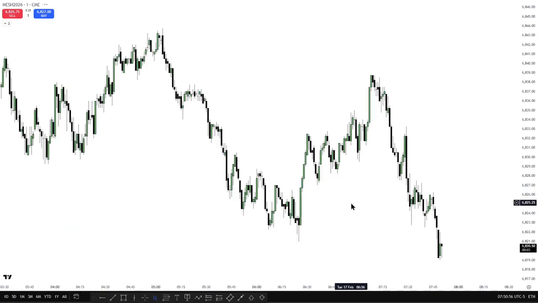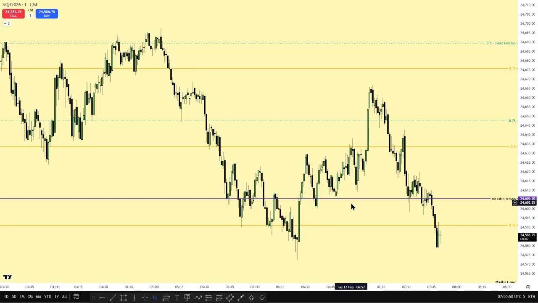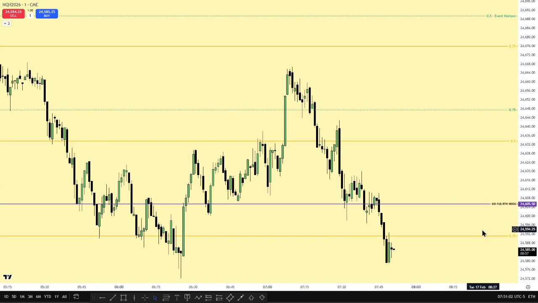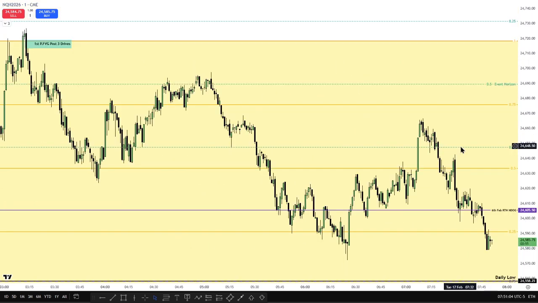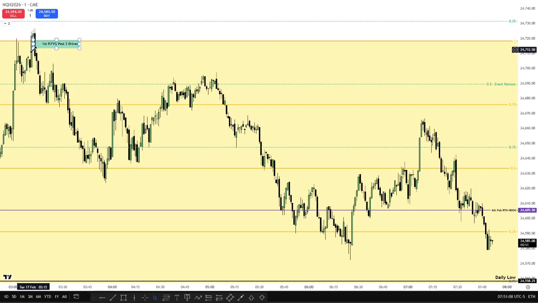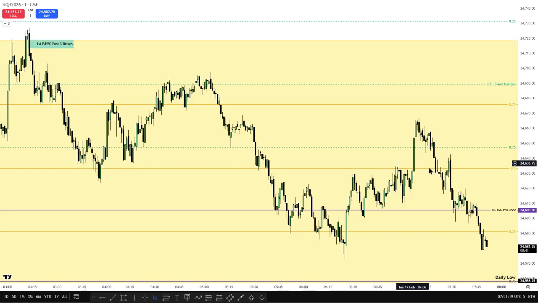If we look at the mini, this is what I'm basing my analysis off. If I zoom out a little bit, you see this is a first fair value gap post 3 drives. This is an idea introduced in the 12th of January Smart Money Concept live stream from ICT.